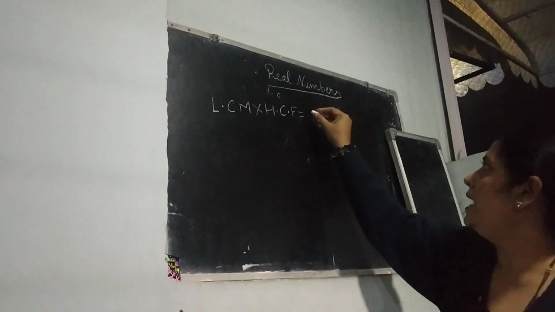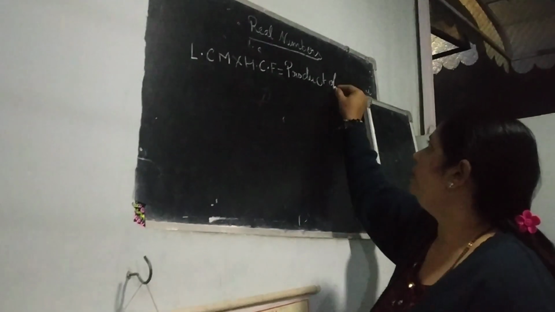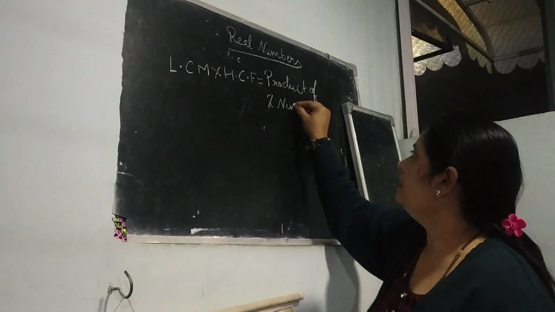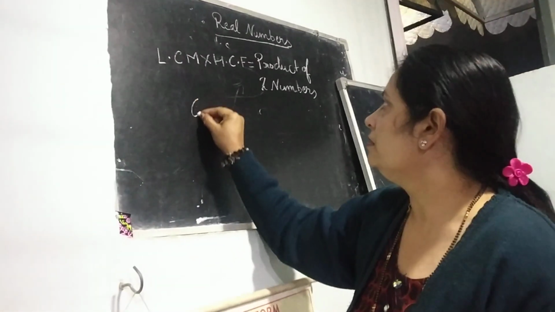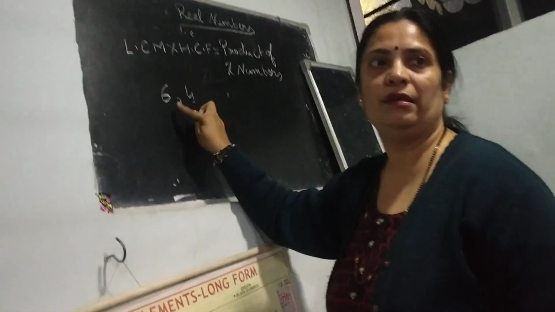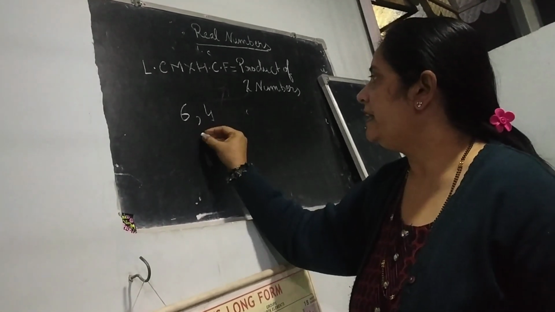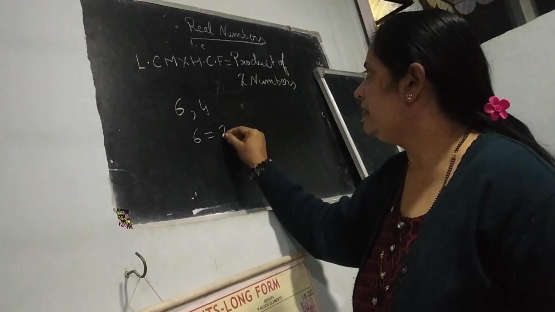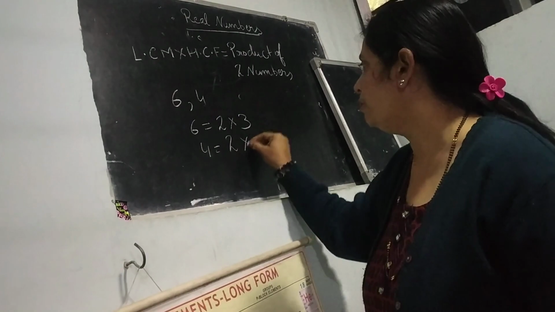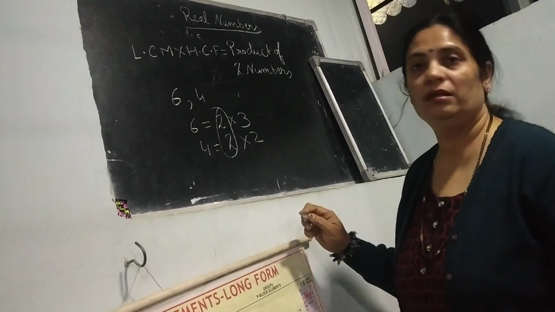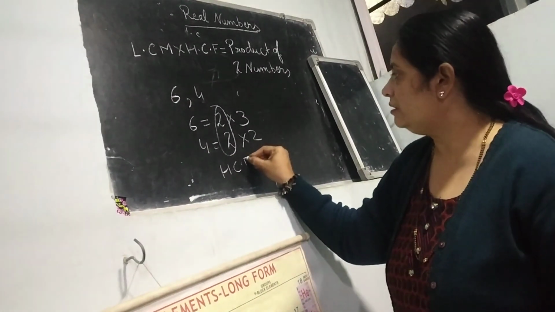This is equal to the product of the two numbers. Example: if I take 6 and 4, and I have to find out the LCM and HCF. 6 can be written as 2 into 3 and 4 can be written as 2 into 2. So the common factor between them is 2. So the highest common factor is equal to 2.